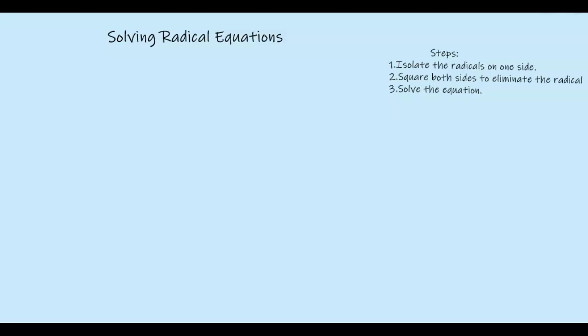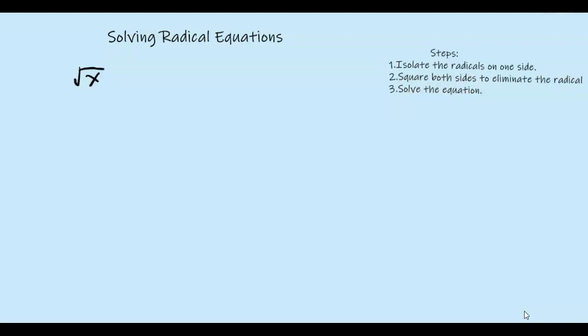Today we're going to look at solving radical equations. There are 3 steps that we're going to follow. We are going to isolate the radical on one side of the equation. In the next step, we will square both sides to eliminate the radical, and then we solve the equation. Let's look at the example.